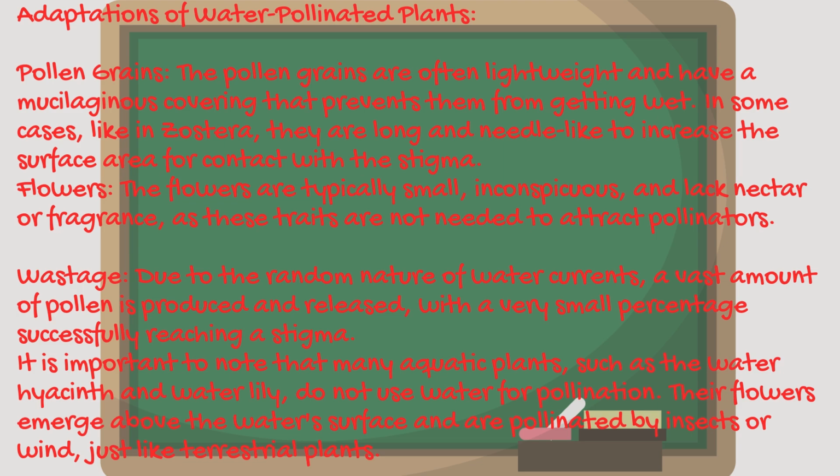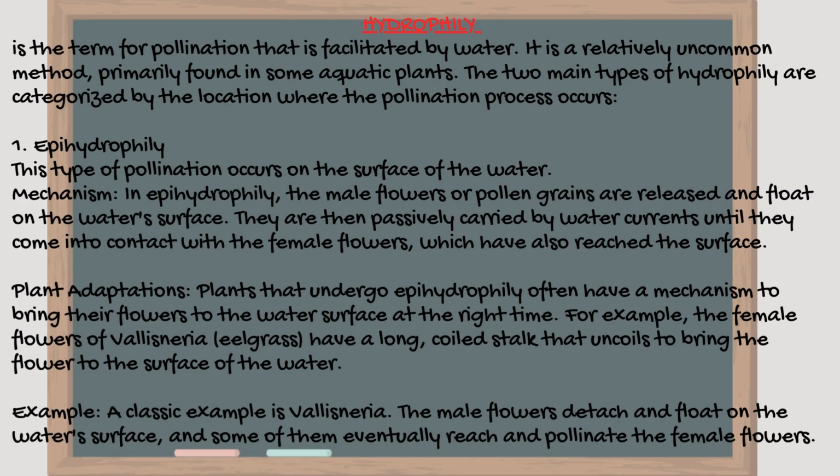Flowers. The flowers are typically small, lacking nectar and fragrance, as these traits are not needed to attract pollinators. Now, the wastage. Due to the random nature of water currents, a vast amount of pollen is produced and released, with only a very small percentage successfully reaching the stigma.